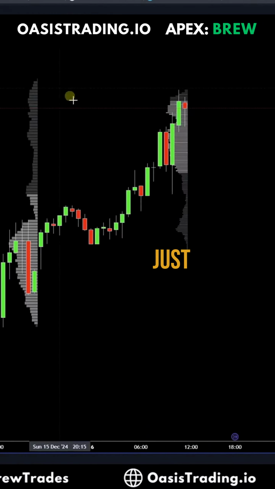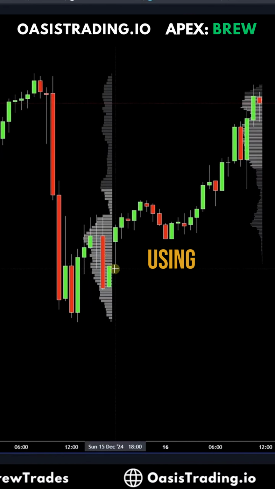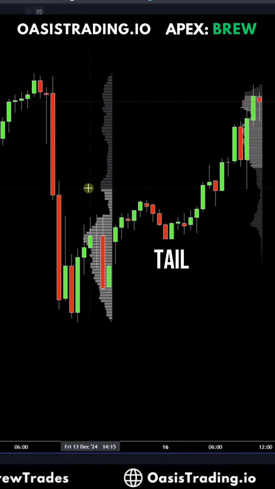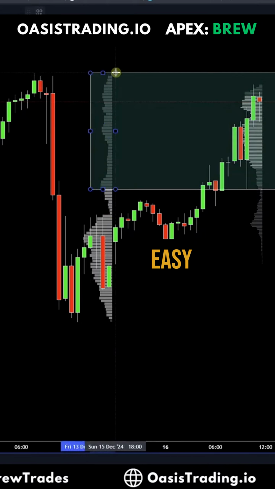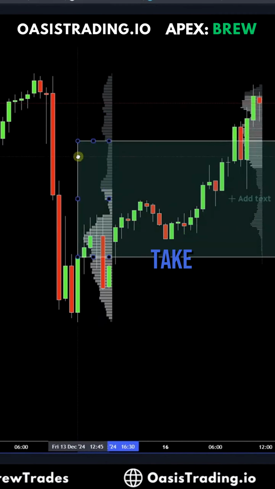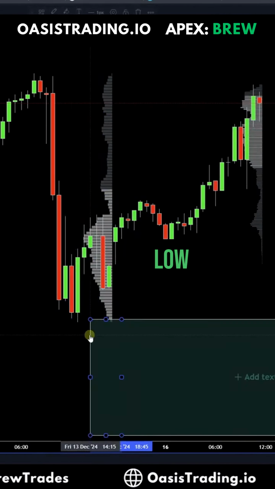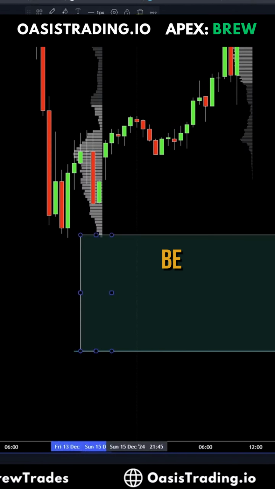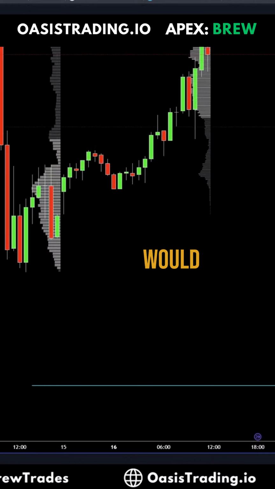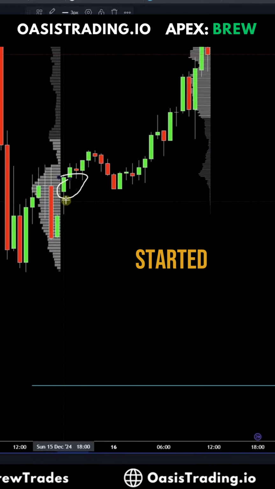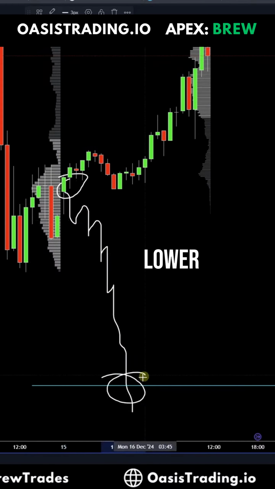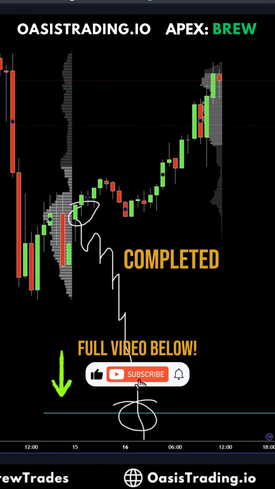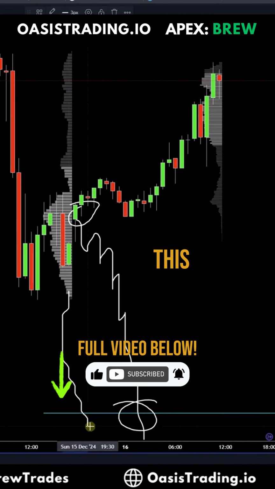Okay. So just quickly, I'll give you one more example here using Friday. You can take the upper tail any way that is easy. Grab that upper tail, take it to the value low, and then mark out where that extension target would be. So let's pretend like today would have opened up bearish and we would have started to trend lower. Our lower target would have been around that 21, and that would have completed this profile here.